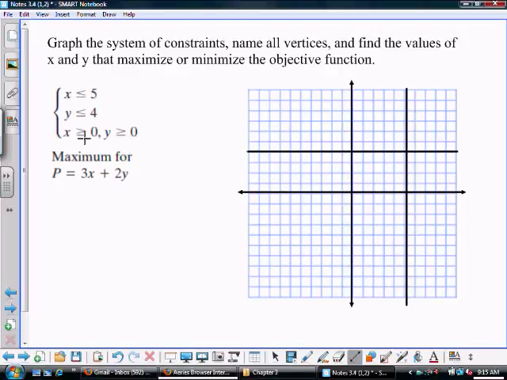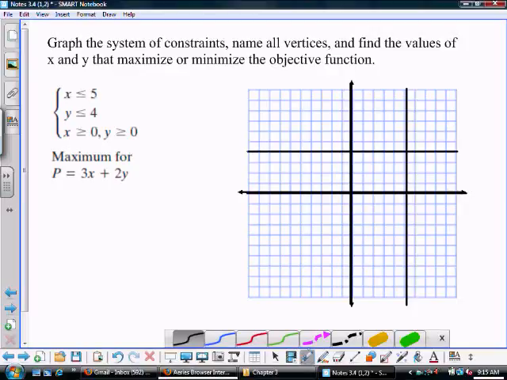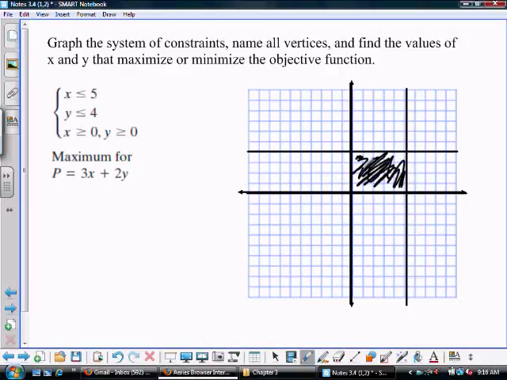And now I'm thinking x greater than or equal to 0. So that is a vertical line at 0. And y greater than or equal to 0, that's going to be a horizontal line on the x-axis. So that gives me the less than 4, the less than 5, the greater than 0, the greater than 0 gives me this little shaded area right here.